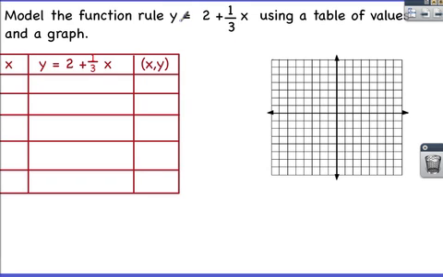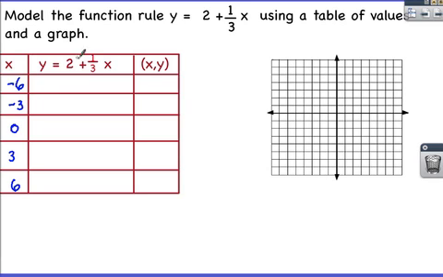So in this example, while you could choose negative 2, negative 1, 0, 1, 2, I think it would be easier to choose negative 6, negative 3, 0, 3, and 6, which are all multiples of this 3, so that I do not have to deal with fractions and decimals in my ordered pairs.